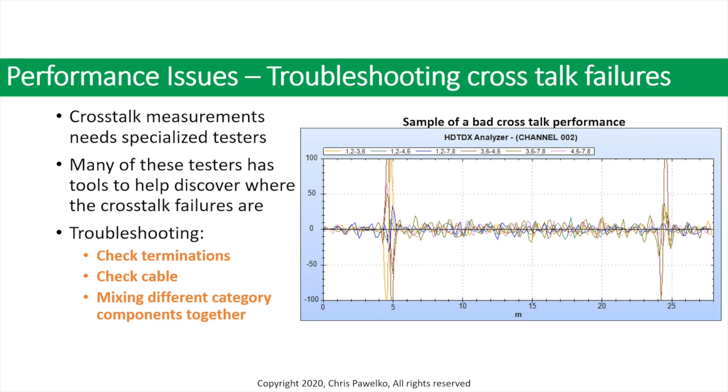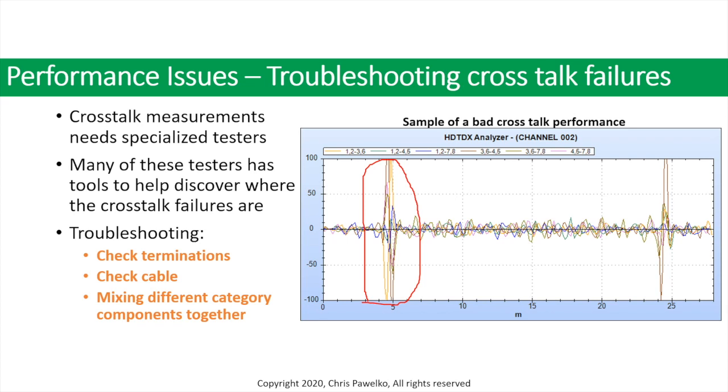So let's take a look at a sample of a bad crosstalk performance. So a couple of places that we see here on this particular tester. Now this particular test is using the Fluke Networks high definition time domain crosstalk analyzer. So there's a couple of really bad spots on this particular test result. So the first one we see here is right here. So what that is, that's a bad connector. So the connector is so bad that it goes off the scale of this particular test.